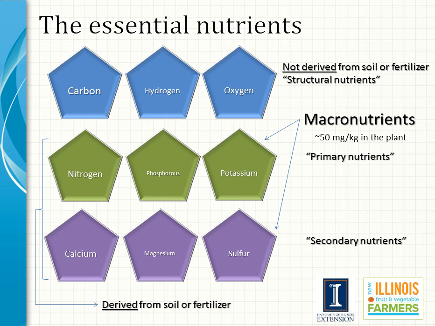Essential nutrients include the structural nutrients of carbon, hydrogen, and oxygen, which are not derived from soil or fertilizer. Macronutrients are nitrogen, phosphorus, potassium, calcium, magnesium, and sulfur. Nitrogen, phosphorus, and potassium are primary nutrients, and calcium, magnesium, and sulfur are the secondary nutrients. Both primary and secondary nutrients are derived from soil or fertilizer.